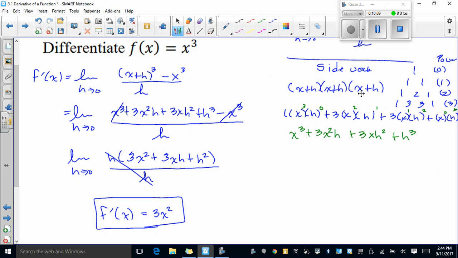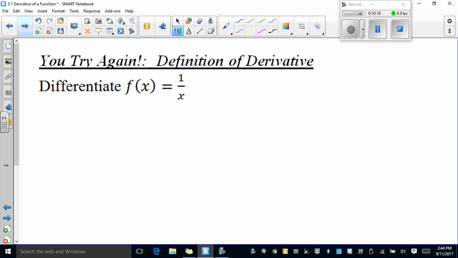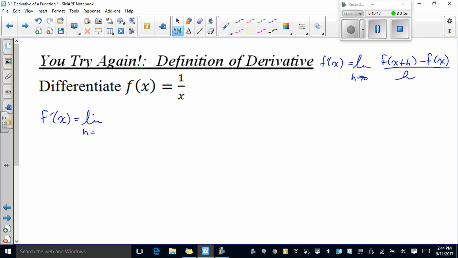Okay, so I give you another one. This time I threw it in a fraction form, but we're still doing f prime of x is equal to the limit as h approaches 0 of f of x plus h minus f of x all over h. So in this one, f prime of x equals the limit as h approaches 0 of 1 over x plus h minus 1 over x, all over h. Yes, we're going to do some side work here in a little bit again.